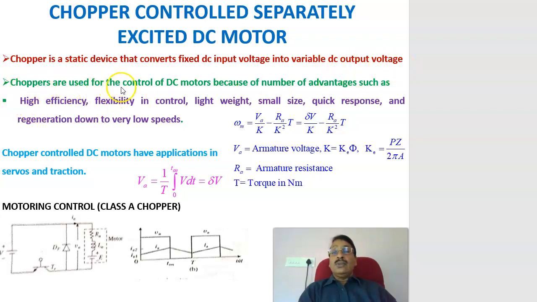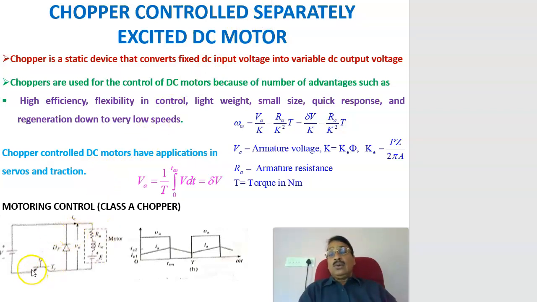Choppers are used for the control of DC motors because of a number of advantages, such as high efficiency, flexibility in control, light weight, small size, and quick response. It can also be used for regenerative braking down to a very low speed. Chopper control DC motor drives have applications in servos and traction. The wide application is for separately excited DC motors controlled by choppers.